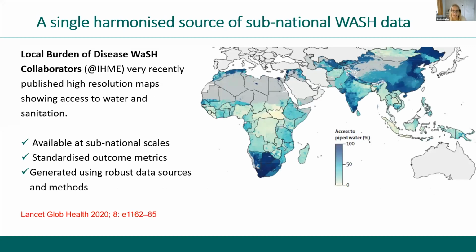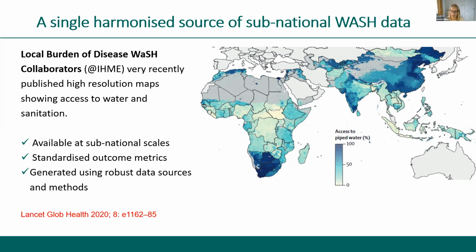Luckily, very recently, only last month, the Local Burden of Disease WASH Collaborators group based at the Institute of Health Metrics and Evaluation published high resolution maps. These are very fine spatial scale predictive maps that incorporate all the same data that is used by the JMP, but using a slightly different framework to model it, and ending up with very high resolution maps of coverage of access to water and access to sanitation indicators. And they published this and made these rasters available.